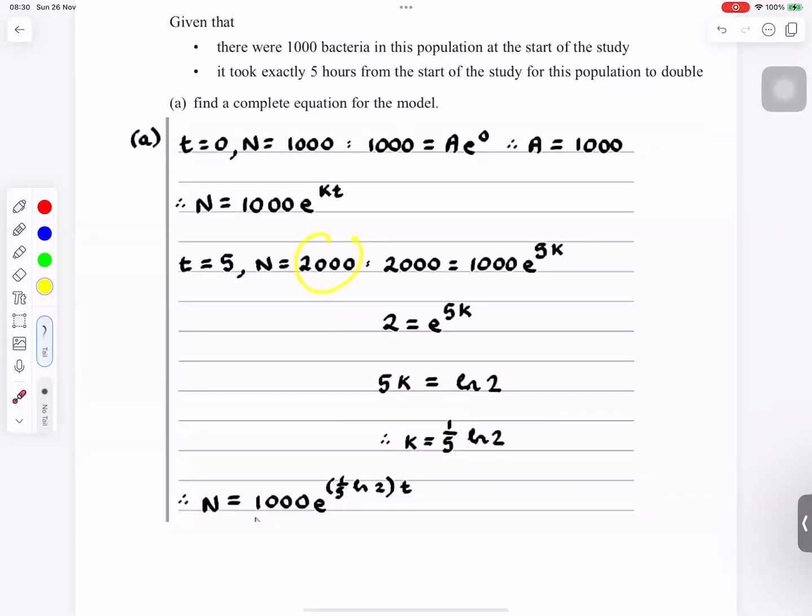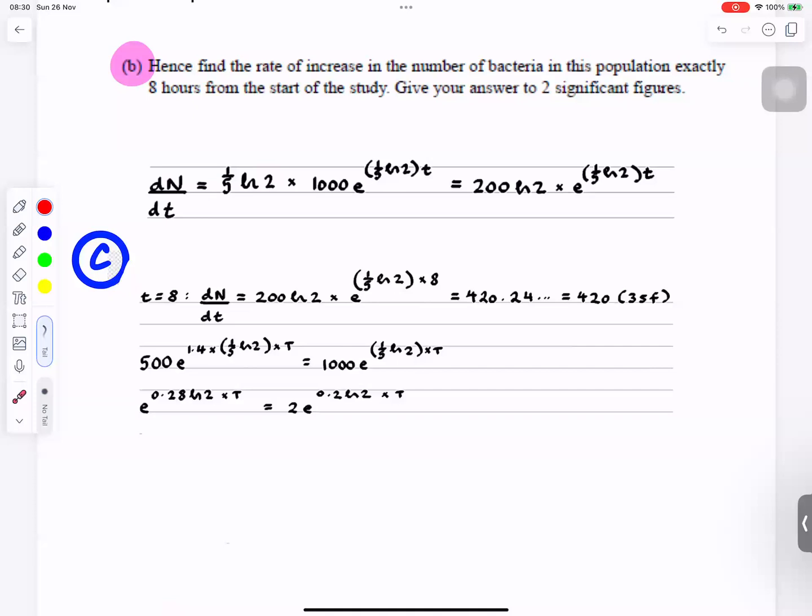Where did we get 2000 from? The question says the population doubled. So 1000 times 2, that's where the 2000 came from after 5 hours. But part B: find the rate of increase in the number of bacteria in this population exactly 8 hours from the start. Give your answer to two significant figures.